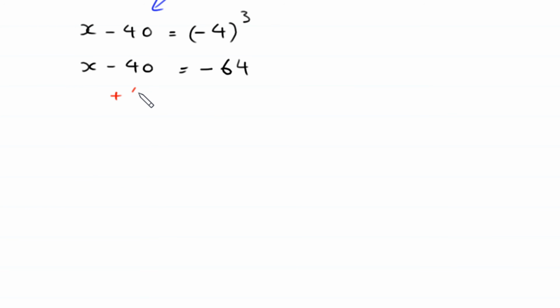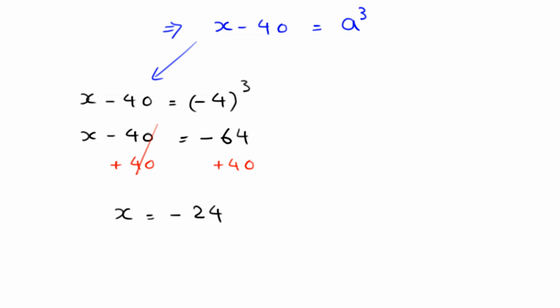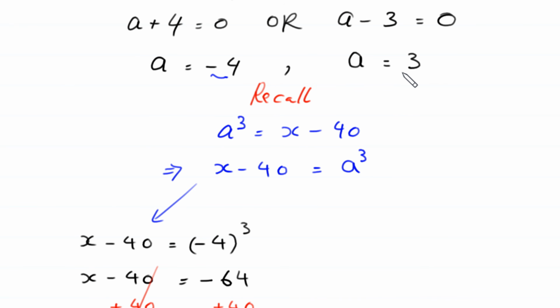Now we add 40 to both sides. So this gets cancelled, and we get the value of x is equal to negative 64 plus 40, which will become negative 24. And when a is equal to 3, then this equation will become x minus 40 is equal to 3 cubed. Next, x minus 40 is equal to 3 cubed, which is 27.